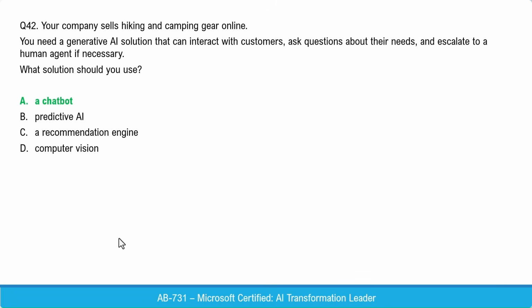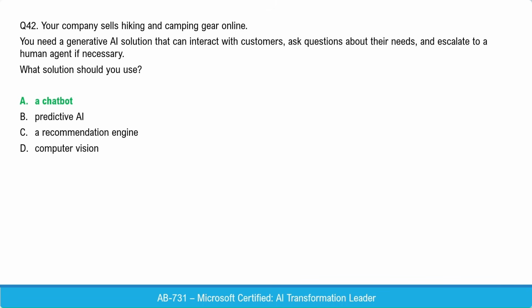Let's understand why. See, the solution needs to interact with customers, ask questions about their needs, and even escalate to a human agent when required. This clearly points to a conversational AI solution. Option A is chatbot. That is the best fit over here. A chatbot can engage users in real time conversations, ask follow up questions, understand user intent, and provide responses. It can also escalate the conversation to a human agent when needed, which is a common requirement in customer support scenarios.